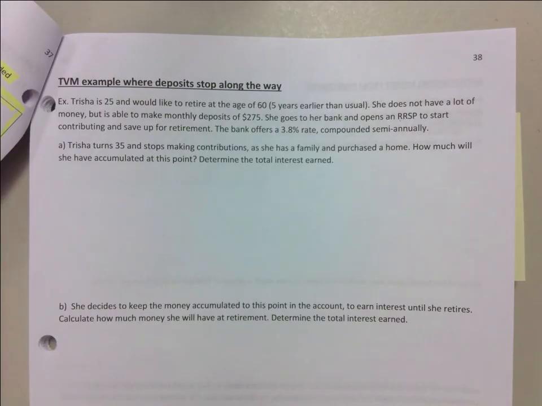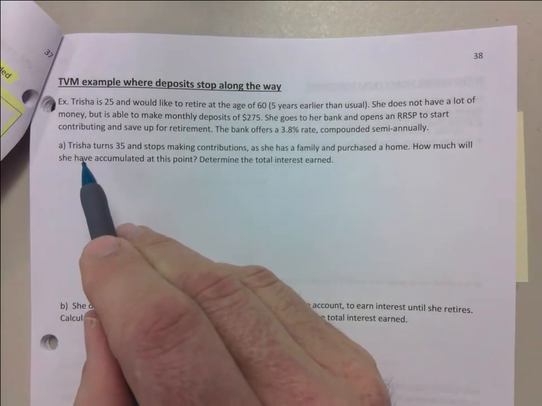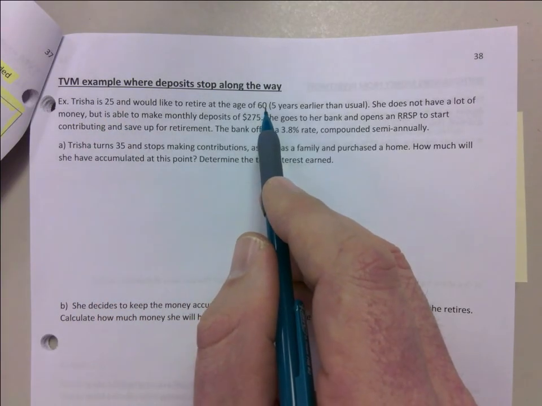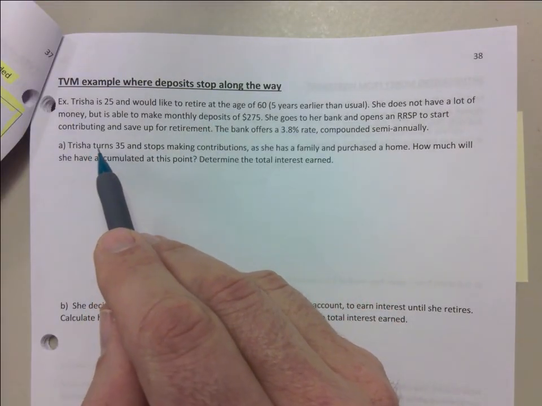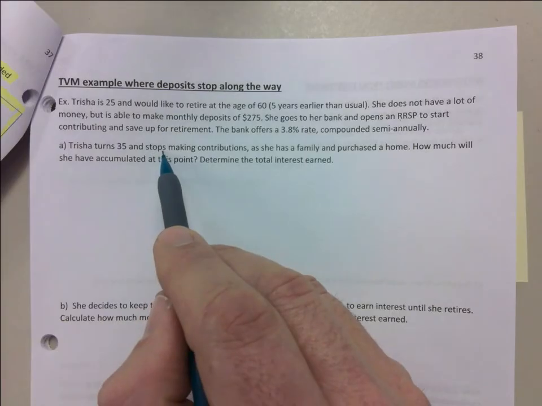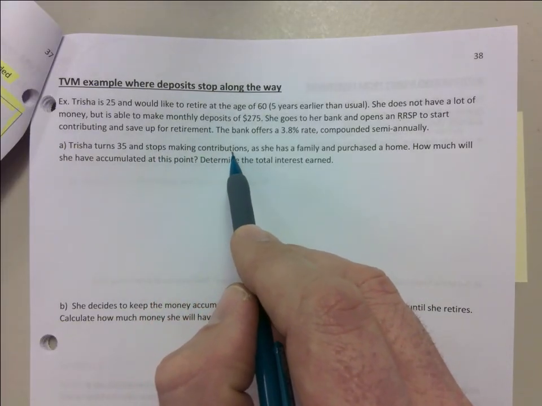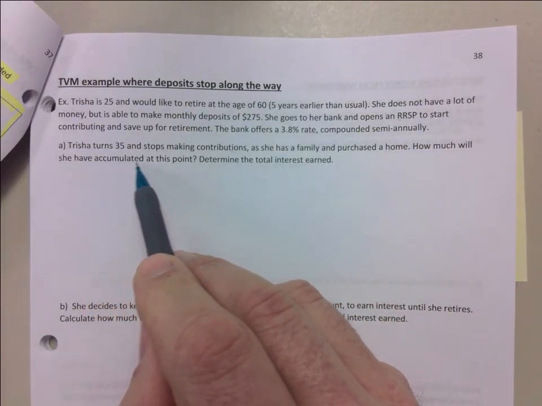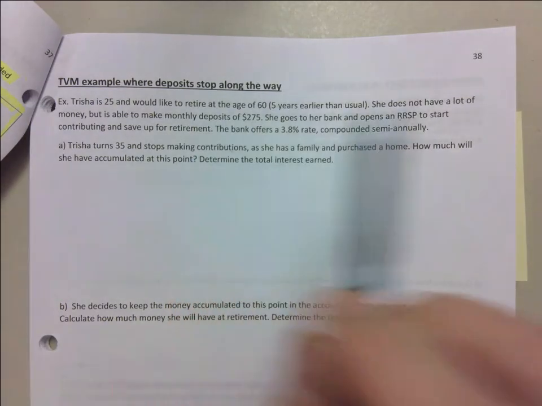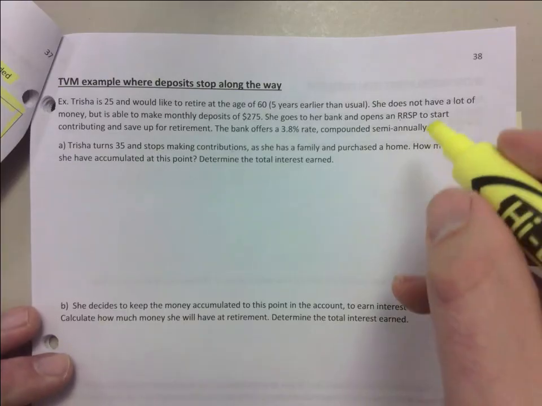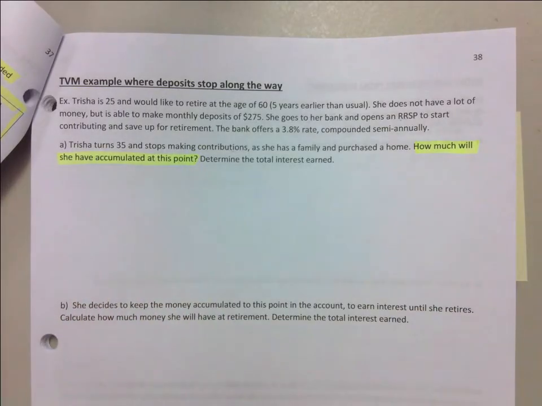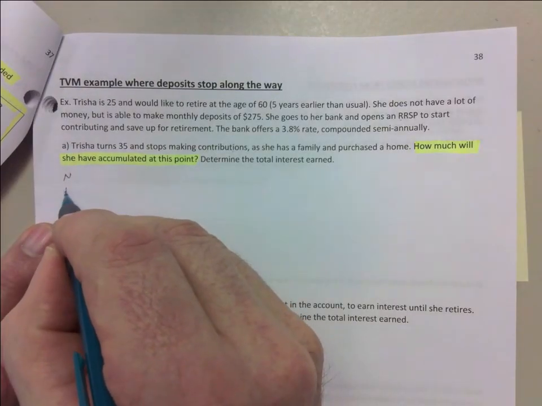So all of these things I want you to figure out yourselves. She's 25 when she opens, wants to retire at 60. But it says here, Trisha turns 35 and stops making contributions as she has a family and purchased a home. How much money will she have accumulated at this point? That's the first question we're going to seek to answer here.